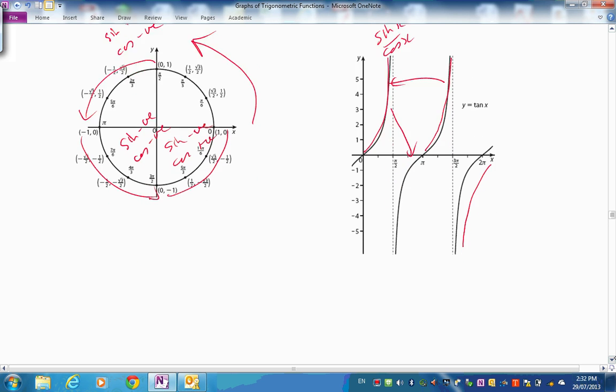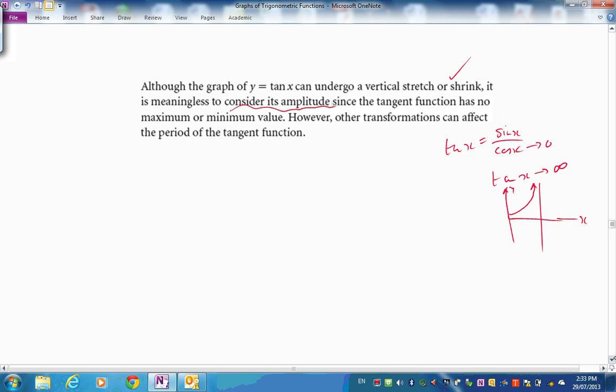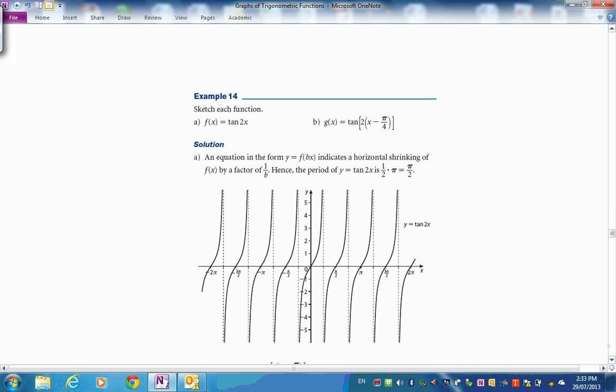All right, so let's have a look at some properties there. You can stretch it or shrink it, but the amplitude is undetermined, because it becomes infinite. Sine x on cos x, as cos x tends to naught, this is tan x, will tend to infinity, so it doesn't actually have any maximum value there. So that's the idea of this behaviour here, becoming infinite there for tan x. Alright, so no amplitude for that one. Its period is going to be pi.